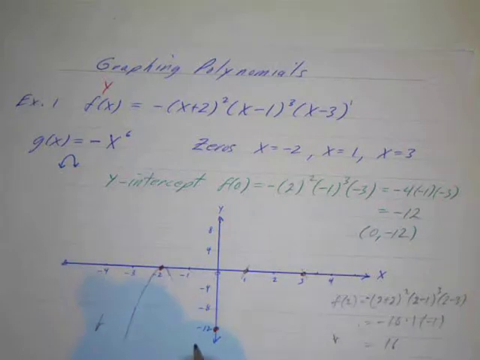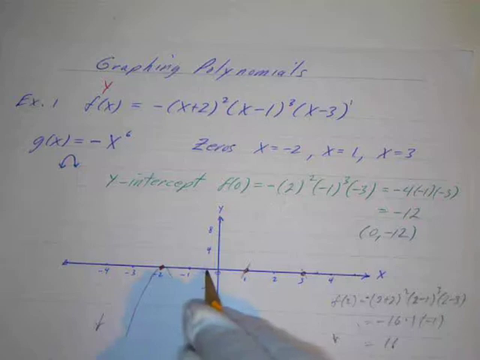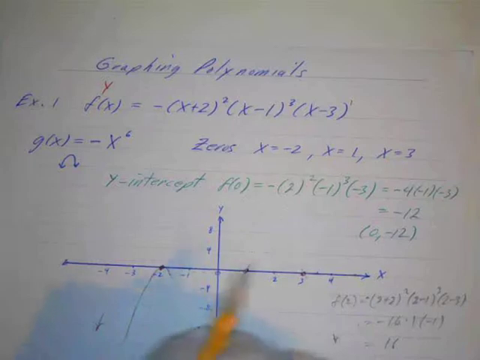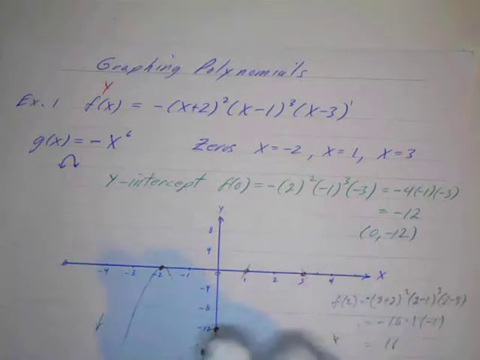And I'm going to estimate down here. Now, I don't know what it is unless I put that value actually in the function. If I took f of negative 1/2, I could actually find the y-coordinate of this point. I don't want to do that, so I'm just going to estimate it down around here.